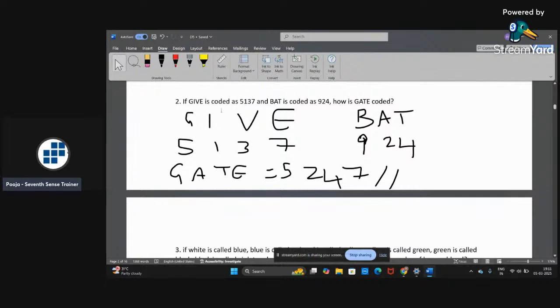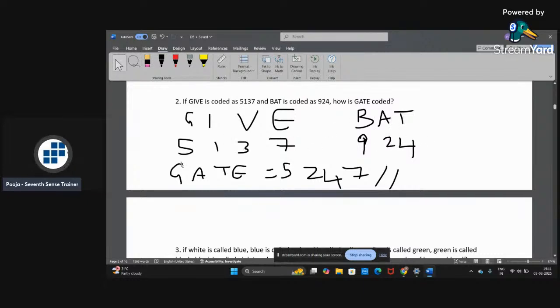Now, in this second one, GIVE is coded as 5137. For each letter, they have given a particular number. For BAD, they have given a particular number. Now, we have to find how GATE is coded. For G it is 5, for I it is 1, for V it is 3, for E it is 7, for B it is 9, for A it is 2, for T it is 4.